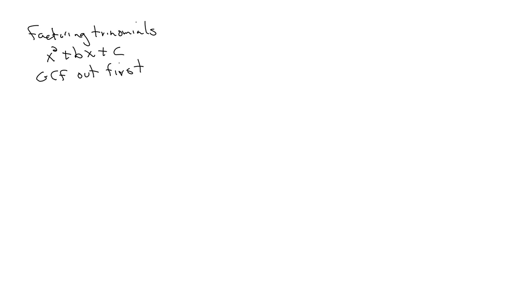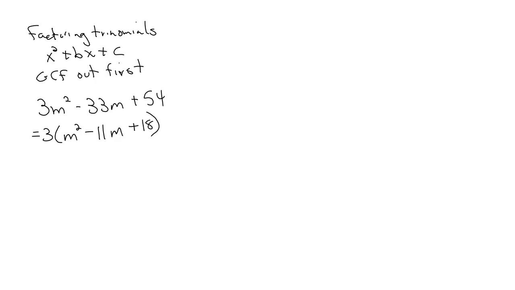If I have 3m squared minus 33m plus 54, well, I have a common factor of 3, so I'm going to factor that out first. So I have m squared minus 11m plus 18. First step, GCF out. Second step, let's factor it.